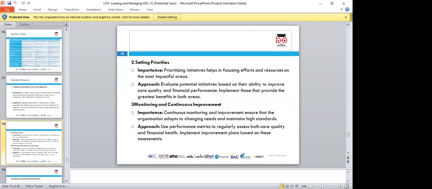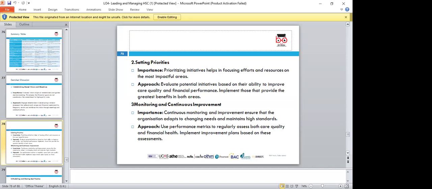Implement those that provide the greatest benefits in both areas. Monitoring and continuous improvement. Importance: continuous monitoring and improvement ensure that the organization adapts to changing needs and maintains high standards.